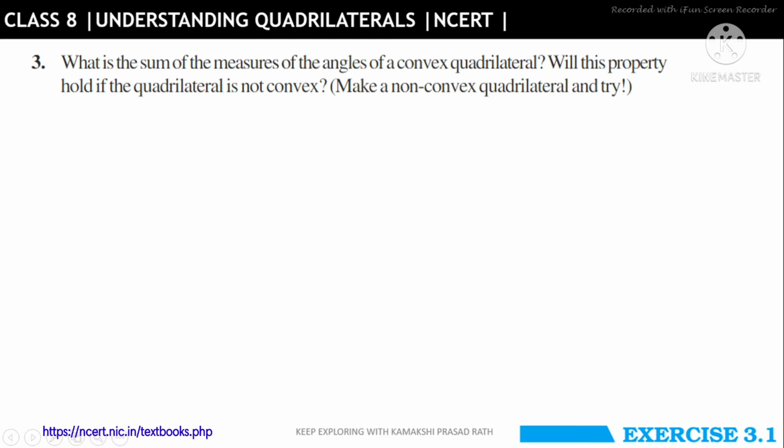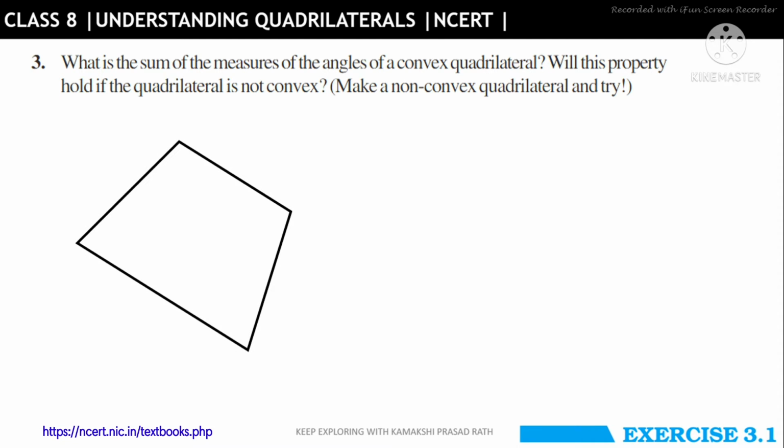Next, what is the sum of the measures of the angles of a quadrilateral, a convex quadrilateral? Will this property hold if the quadrilateral is not convex? Make a non-convex quadrilateral and try. So let's first see for a convex quadrilateral and find out what is the sum of the measures of the angles. For this, let us divide the quadrilateral into 2 halves.